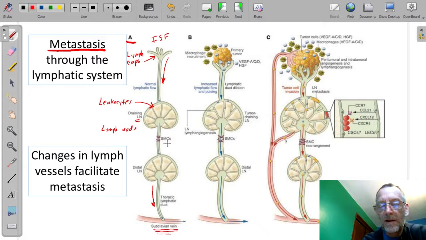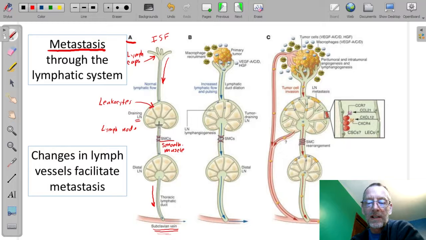Something else to just note, it's not a big deal. I probably won't be doing a lot of this on a quiz or an exam, but just be aware that there is smooth muscle that's associated with the lymphatic ducts. And in this case, it's somewhat constricted. It sort of regulates the flow through the lymphatic system. And the little X's as drawn, they're sort of semi-contracted. Okay, that's normal.